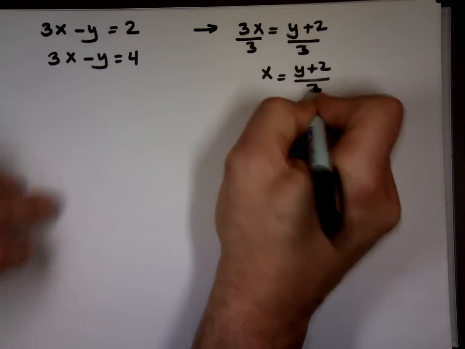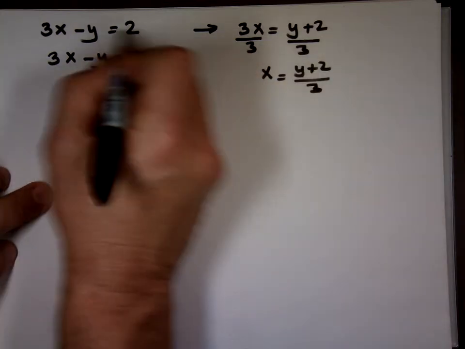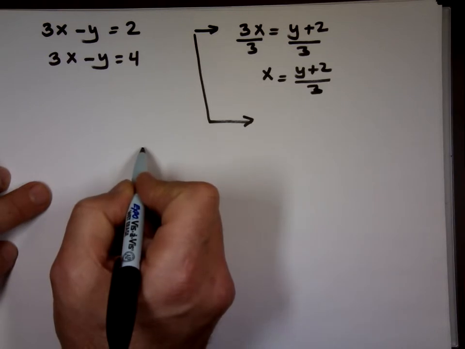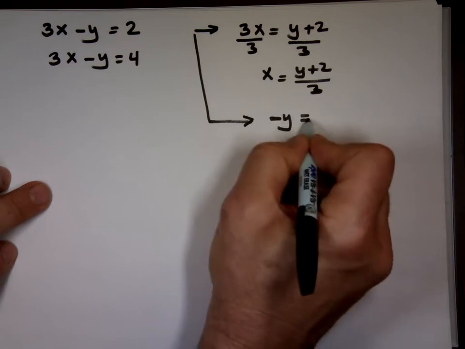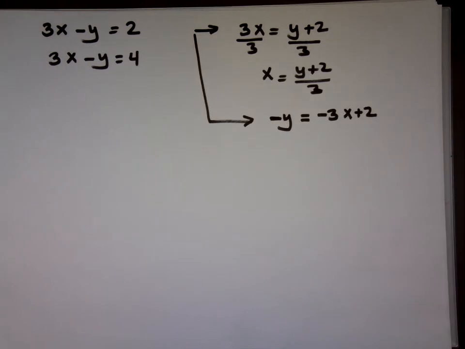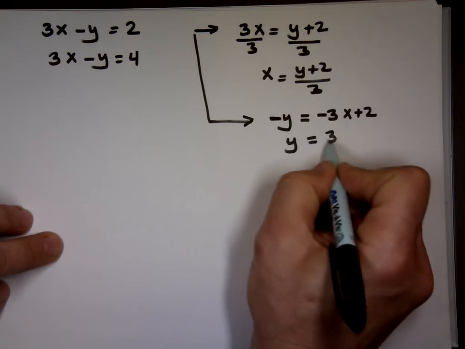Do you really want to use fractions? No. So watch what happens. Instead of solving for x, take the top same equation now and solve it for y. Take the 3x there, you have what? Negative y equals negative 3x plus 2. I don't want negative y, I want y. What do we do? Divide by negative 1, or just change all the signs. Y equals 3x minus 2.